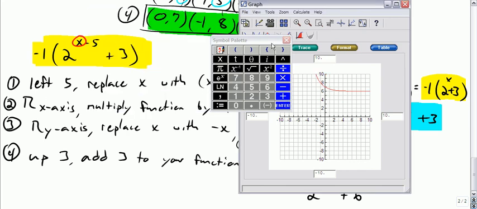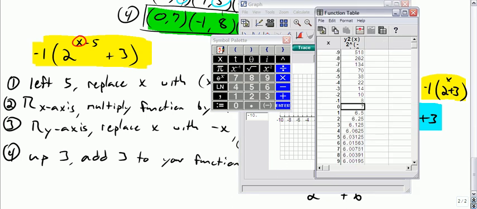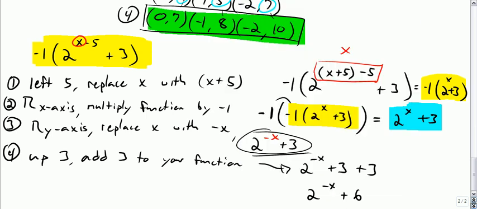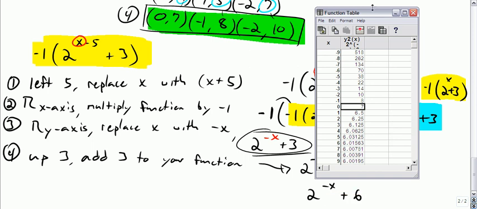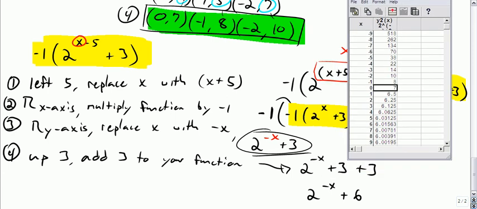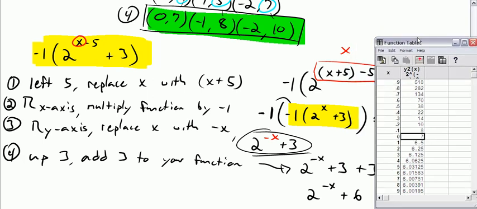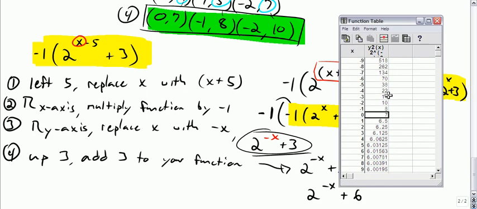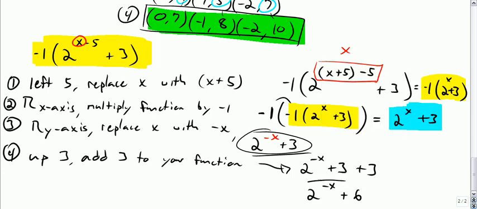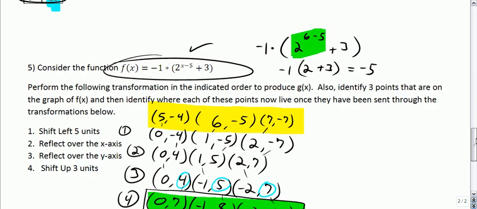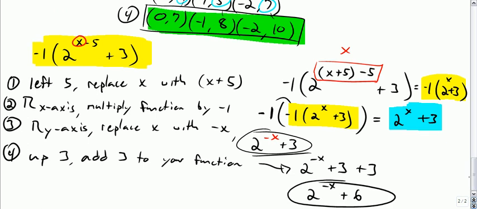Okay. Now let's look at the table. Let's see if I got it. 0, 7. Yes. -1, 8. Yes. -2, 10. Okay. Well, thanks for working through that one with me. You saw that I made an error when I was working that one through and changing the function rule, but we have it. So the function rule we were looking for was 2 to the -x plus 6. And that is our new g of x function.